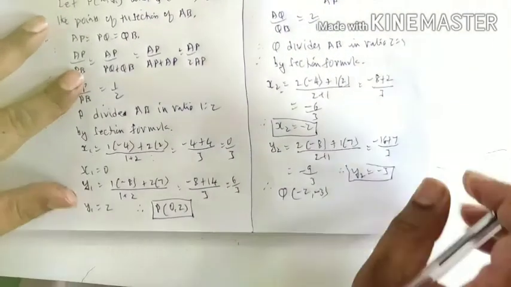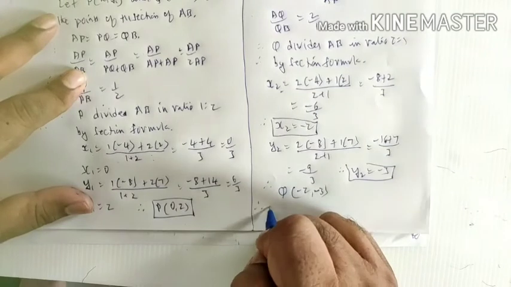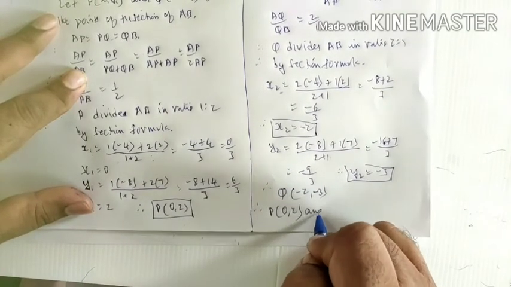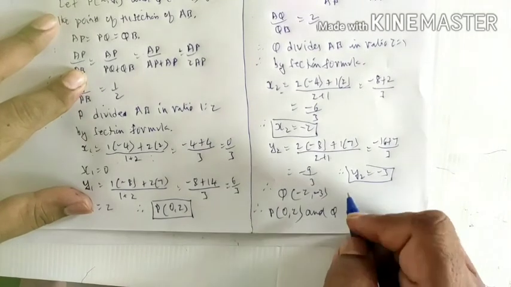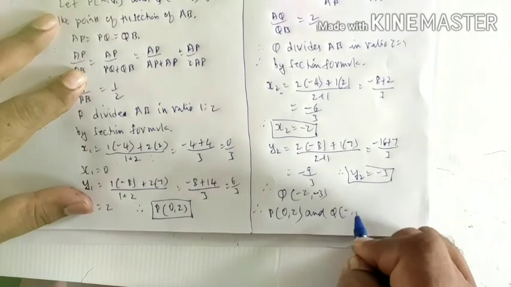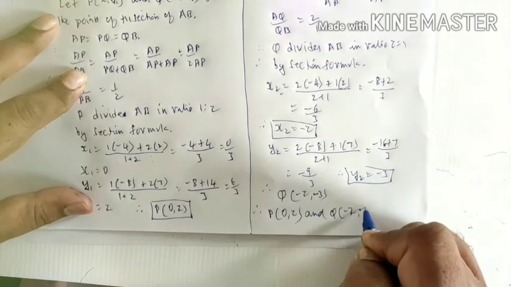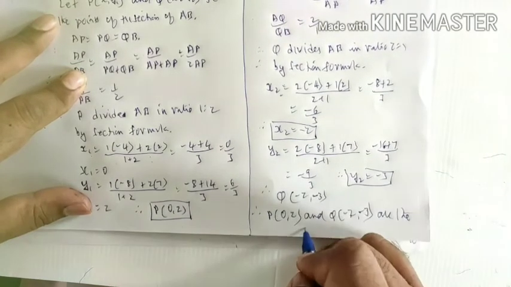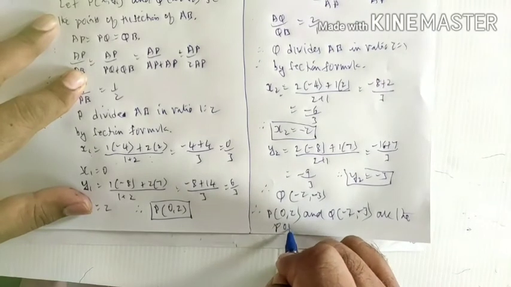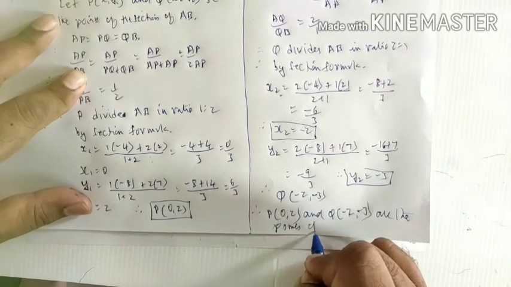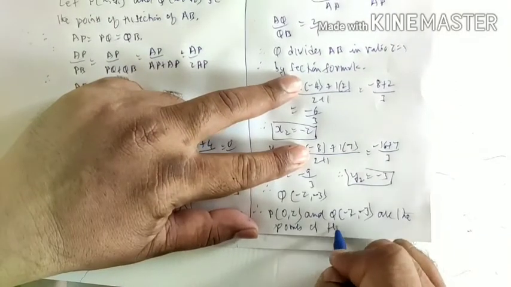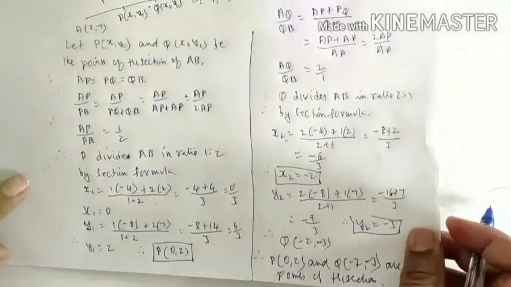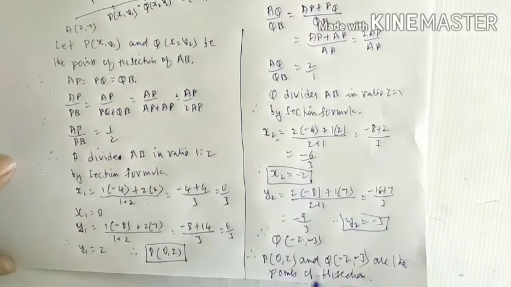So last step you have to write down here. Therefore, P 0 comma 2 and Q minus 2 comma minus 3 are the points of trisection. See, this is our answer.